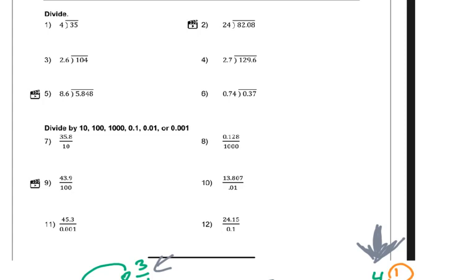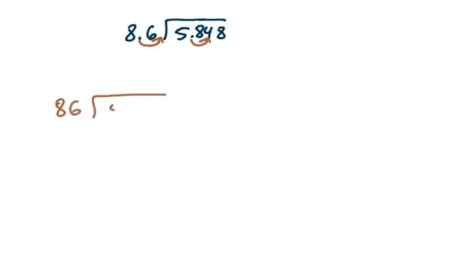8.6 into 5.848. So what we're going to do here is, again, move the decimal place over 1. We're going to move the decimal place over 1. So this is now going to give me 86 into 58.48.